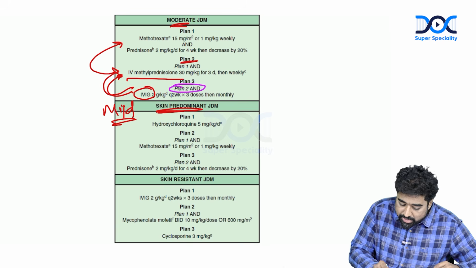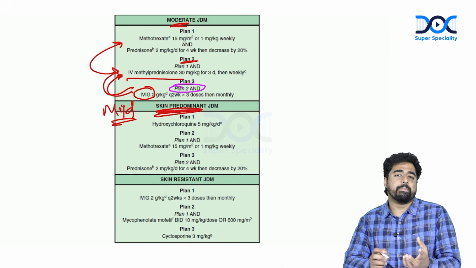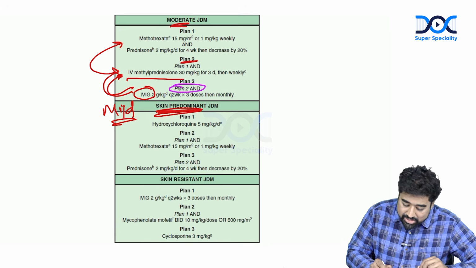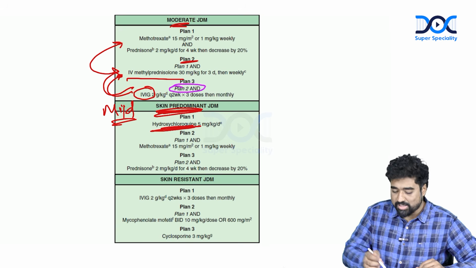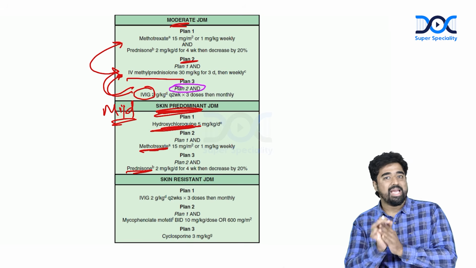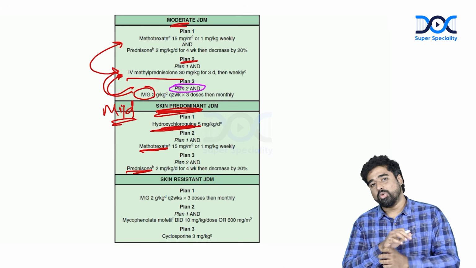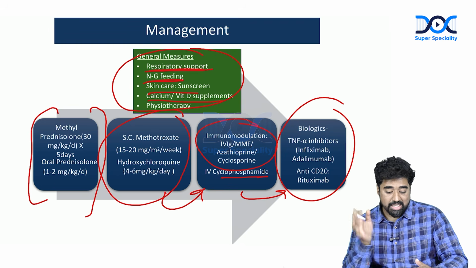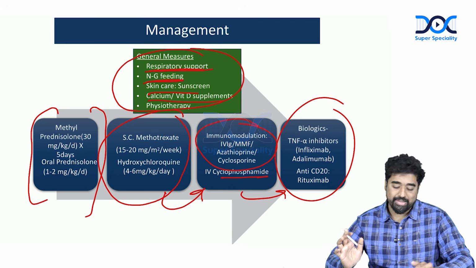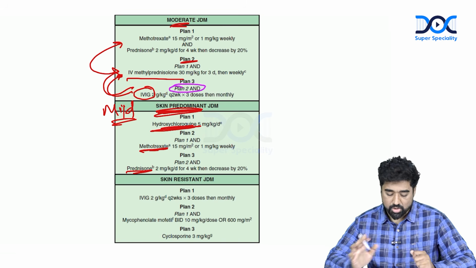If it is just skin predominant, which happens very much in anti-MI2 antibody disease, there you can just start HCQ, or HCQ plus methotrexate, or HCQ plus methotrexate plus prednisolone. Again, I don't think they'll go to this extent to ask you. Mainly remember what the main agents are. You can remember this slide. That should be enough. But if at all they ask you from this table, then better to remember this.